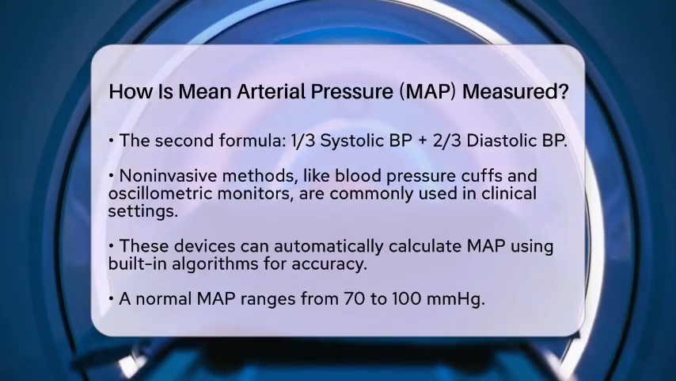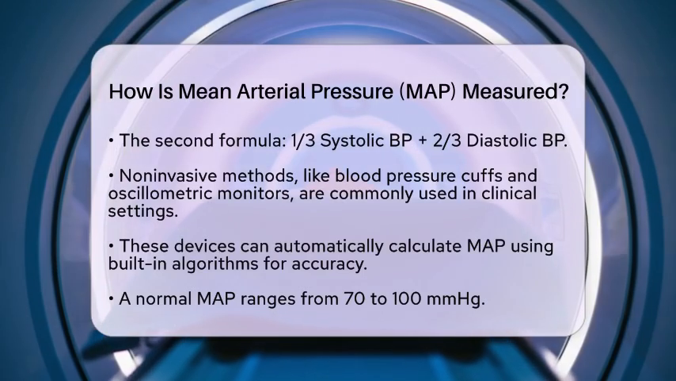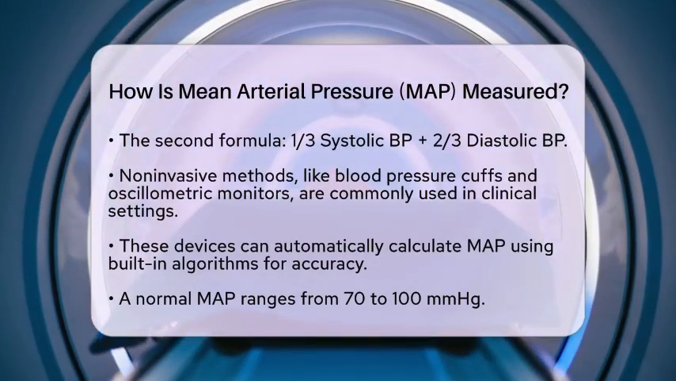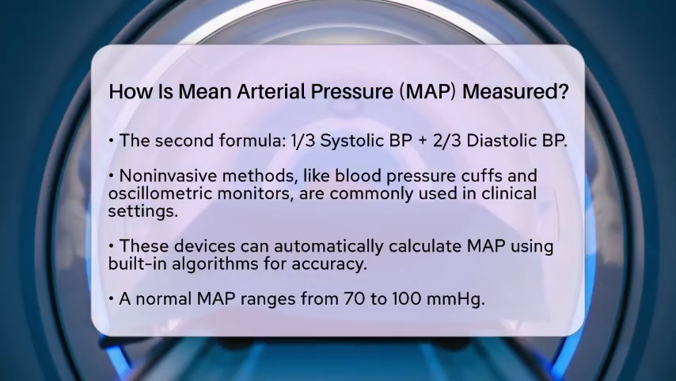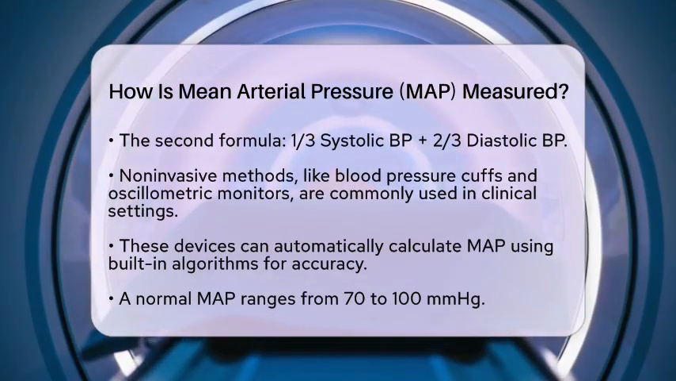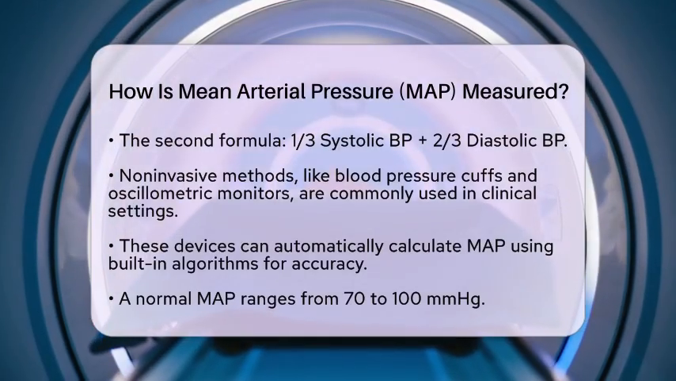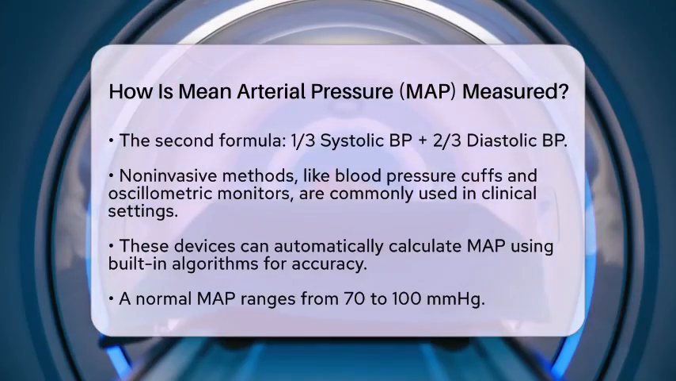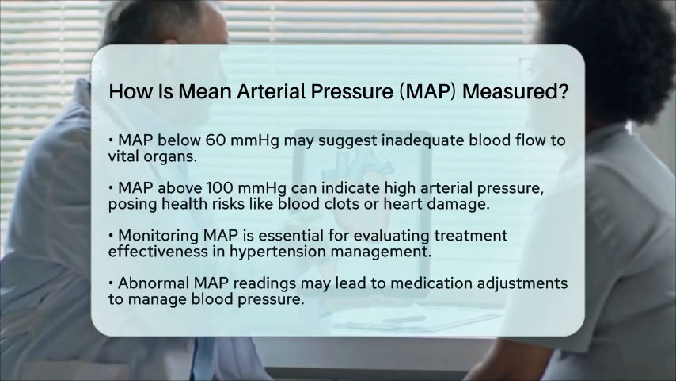Understanding MAP is essential in the context of hypertension. A normal MAP typically falls between 70 and 100 millimeters of mercury. If the MAP is below 60 millimeters of mercury, it may indicate that blood pressure is too low to supply vital organs with adequate blood flow. Conversely, a MAP above 100 millimeters of mercury can indicate high arterial pressure, which may lead to serious health issues like blood clots or heart damage.